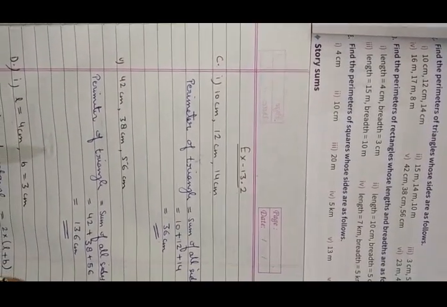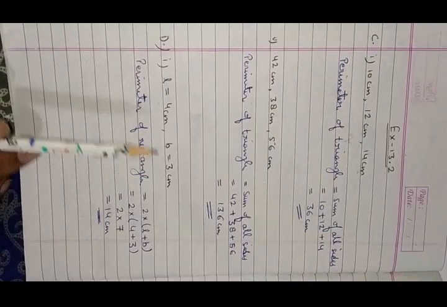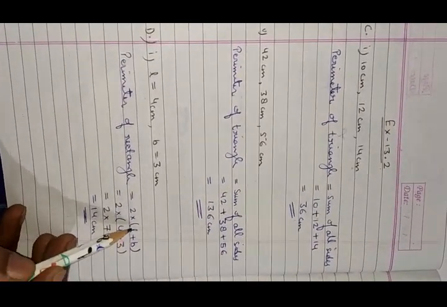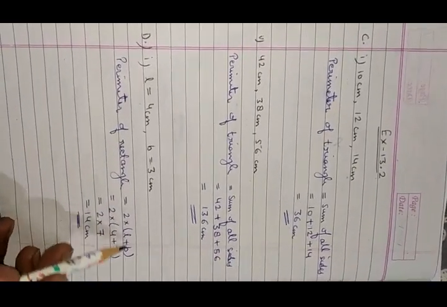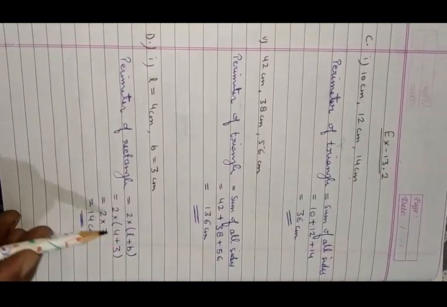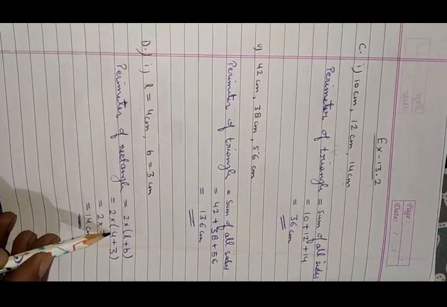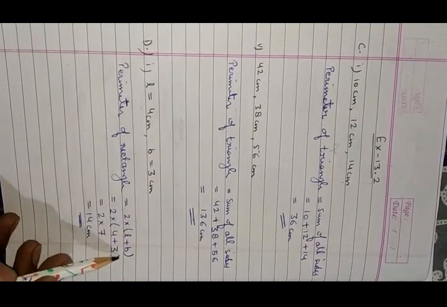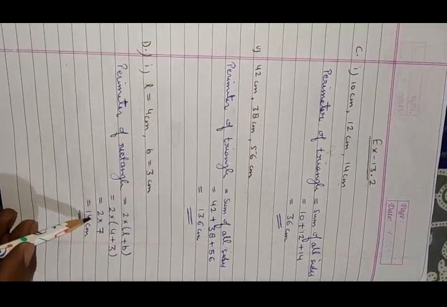Now D, find the perimeters of the rectangle whose length and breadth are as follows. Length is given, breadth is also given, we have to find the perimeter. So we will use the formula 2 into length plus breadth, or sum of adjacent sides. Length and breadth are adjacent sides, so we can also write L plus B, 2 into bracket L plus B. Now length is 4 and breadth is 3. We will put 4 in place of length and 3 in place of breadth. 4 plus 3. First we have to solve the bracket according to BODMAS. 4 plus 3 is equal to 7. Now 7 into 2 is equal to 14.